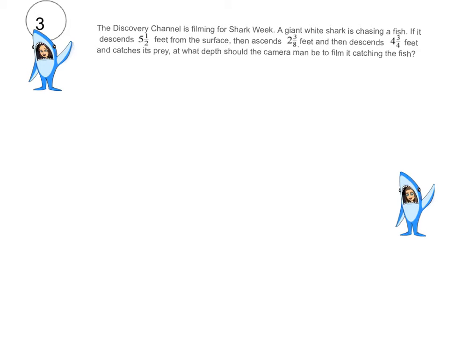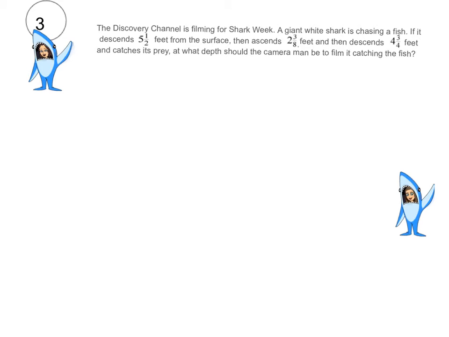A giant shark is chasing a fish. It descends 5.5 feet from the surface, and then it ascends 2 3/8 feet, and then it descends 4 3/4 feet and catches its prey. At what depth should the cameraman be to film the catching of the fish?